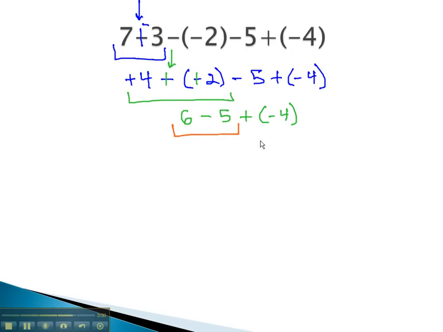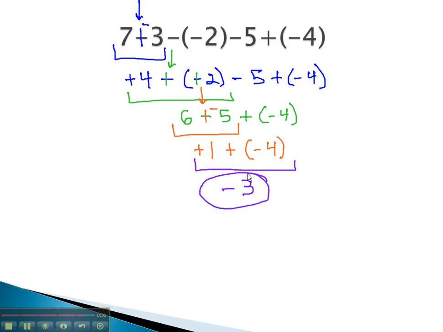To do 6 minus 5, we don't like to do the subtraction, so we will add the opposite of 5, which is -5. Again, we've got a positive and a negative, different signs, so the bigger number, the positive, keeps the sign, and we subtract the numbers 6 minus 5 to get 1. The rest of the problem still reads plus -4, and we're ready to finish the problem by combining the 1 plus -4. Again, we have different signs, so the larger one, the negative, keeps the sign, and we subtract 4 minus 1 to get 3, or -3 for our final solution.